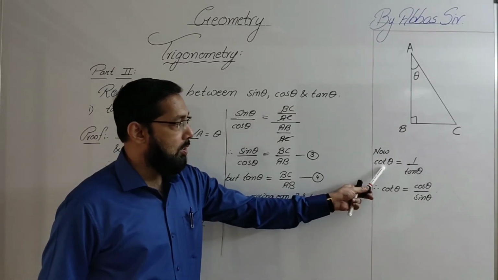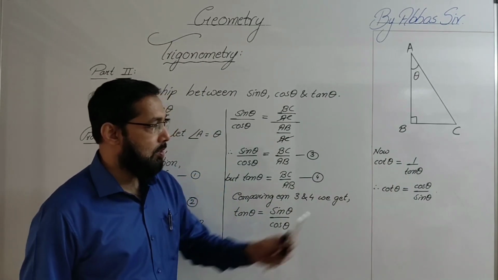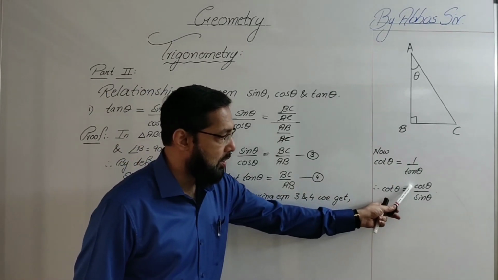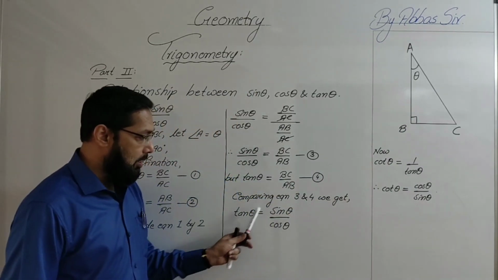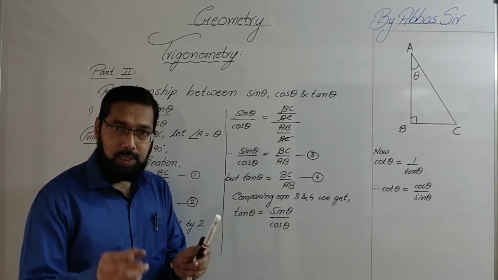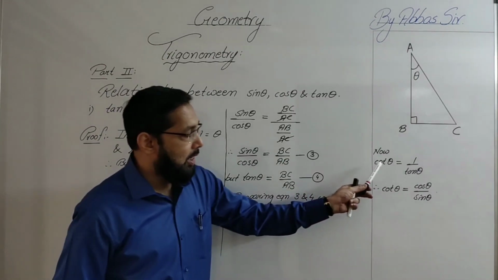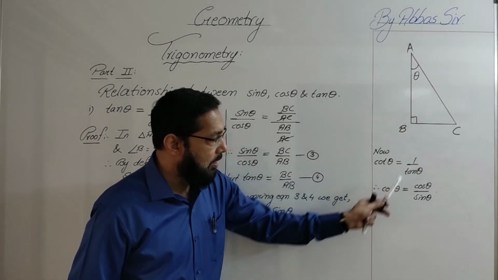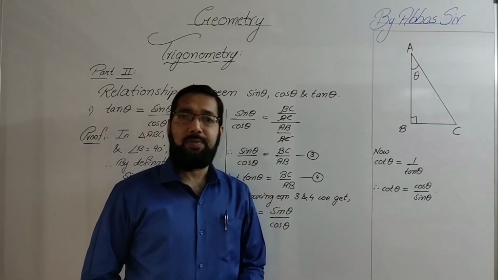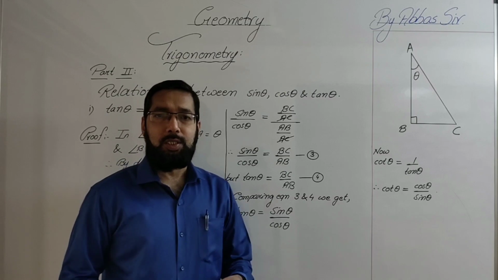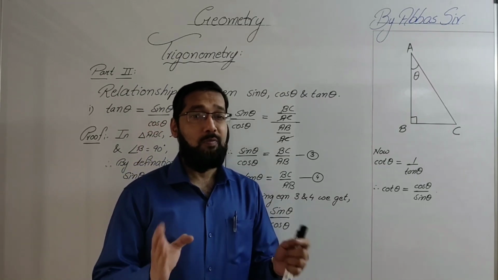Now, cot theta is the reciprocal of tan theta, as all of us know. Therefore, cot theta will become cos theta upon sin theta. Why? Since tan theta is sin theta upon cos theta, the reciprocal of tan theta will be the reverse of it, that is cos upon sin. And since cot is the reciprocal of tan, cot will become cos upon sin. In this way, friends, we have studied a very important relation between tan, sin, cos and cot theta of trigonometry.